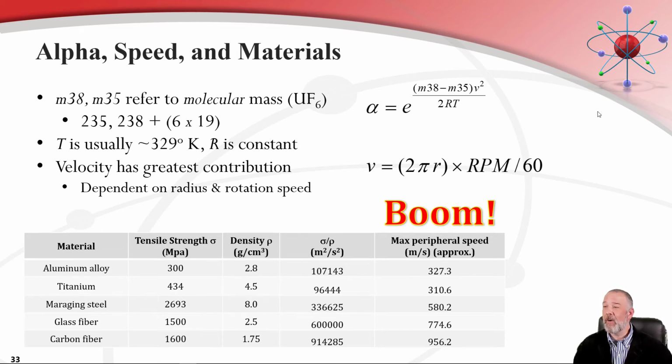Now, what happens if you exceed these maximum peripheral speeds? Well, as it says on the slide, it kind of goes boom. They will deconstruct themselves rather rapidly, and what you end up with is a high-speed mass of rapidly outward expanding shrapnel. It kind of turns them into a bomb or a grenade. So not only do you never want to exceed that max rotational velocity, but generally speaking, you don't actually even want to hit it. You want to stay a little bit back from it to allow for a safety margin.